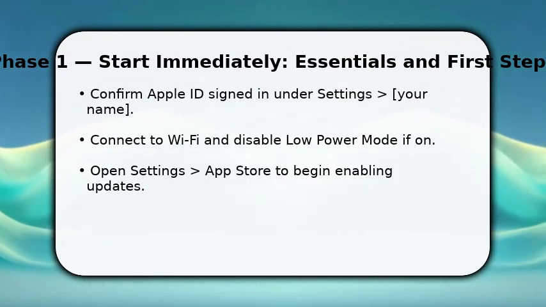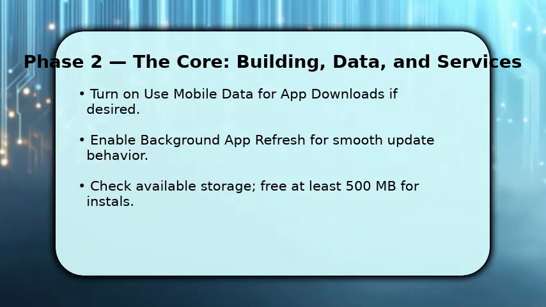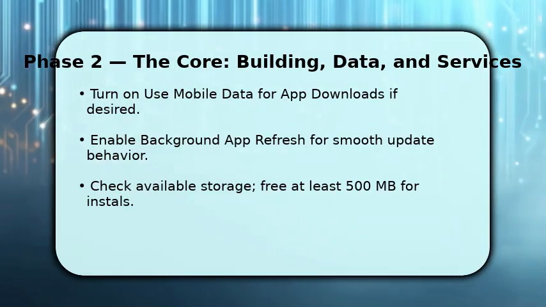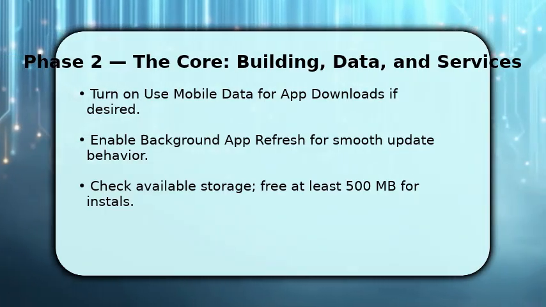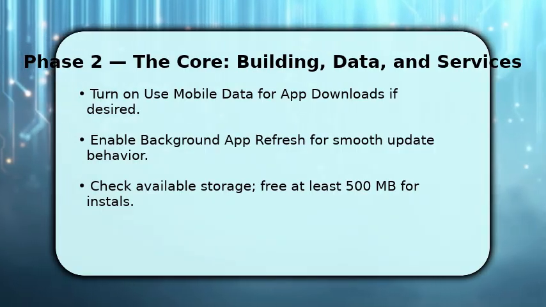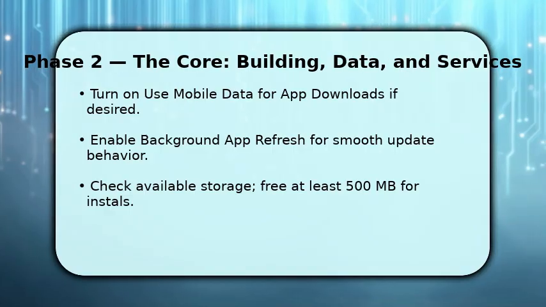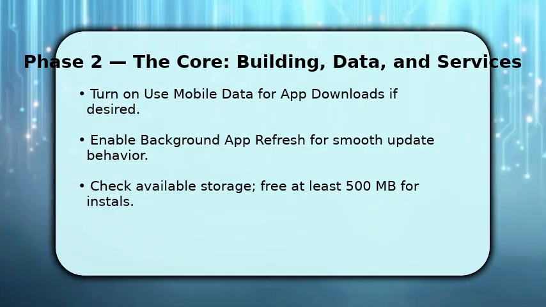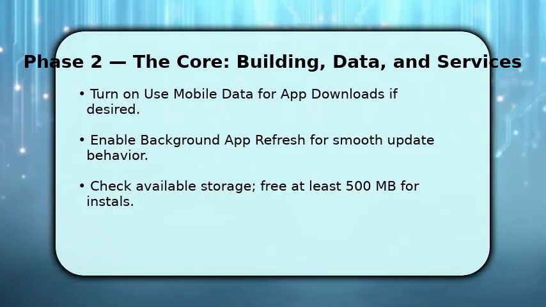Now fine-tune how updates download. In App Store settings, enable use mobile data for app downloads if you want updates over cellular. Set the data limit when prompted. Next, go to General, Background App Refresh, and confirm it's on. This helps apps update content and prepares them to install new versions. Also check iPhone storage and free space. Automatic installs need room. Once these are set, the system will auto-queue updates.